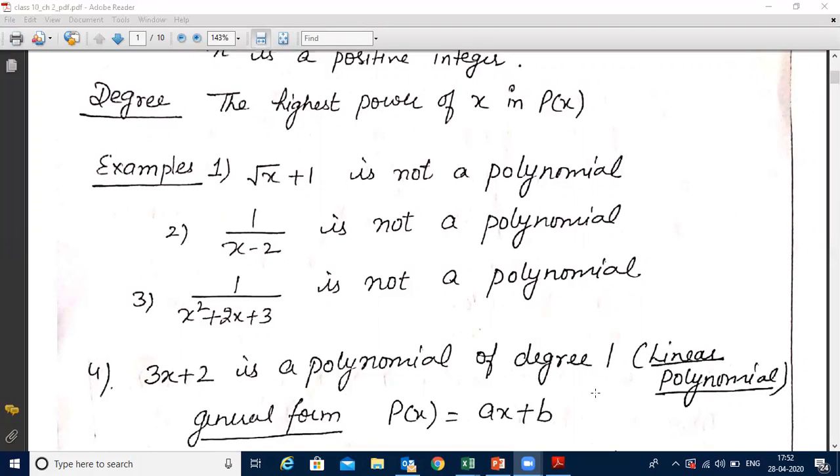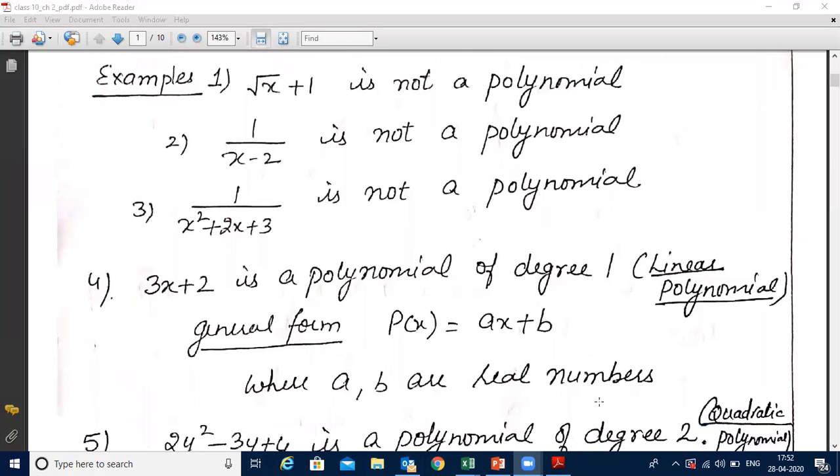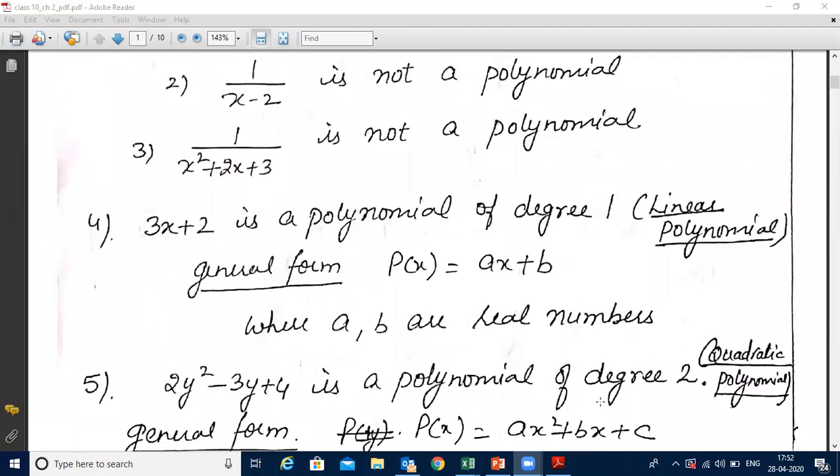And you have to remember, what do you call these types of polynomials? You will call them linear polynomials. That means linear polynomials are those polynomials which have degree 1. And the general form is p(x) equals ax plus b, where a and b are real numbers.